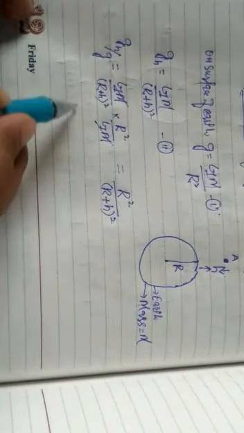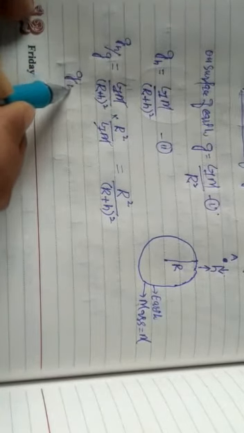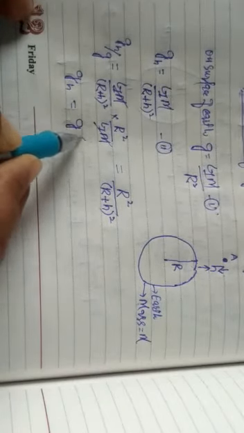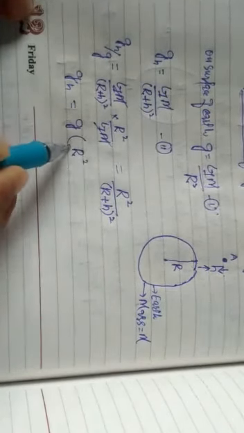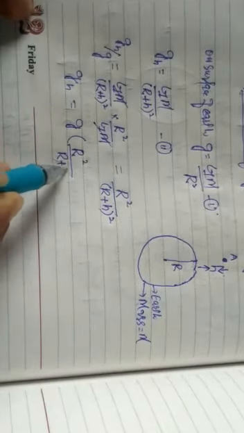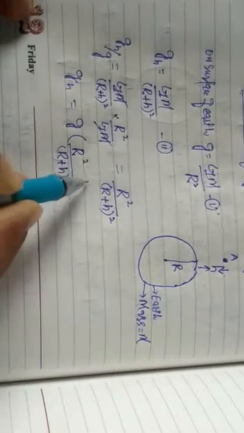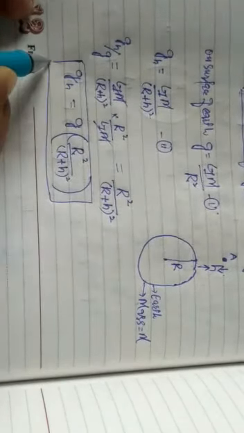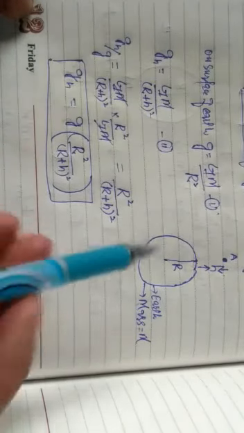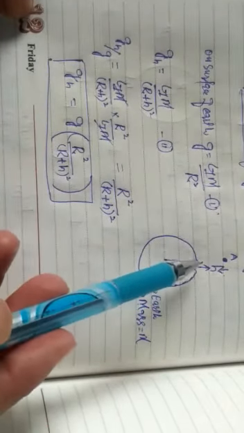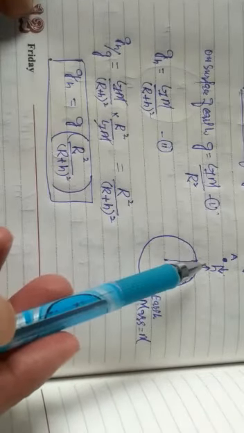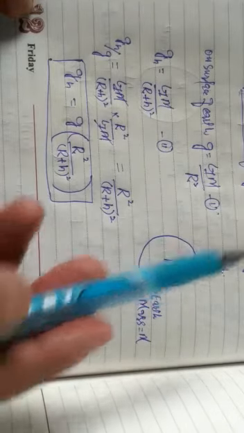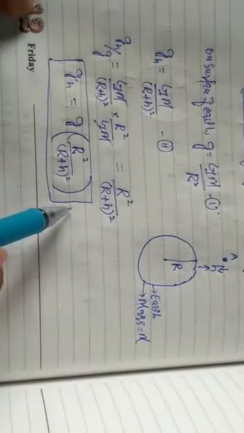Now this is one of the equations which you have to remember: gh, acceleration due to gravity at some height, is equal to g, the value of acceleration due to gravity on the surface of Earth, times R square over R plus h whole square. We have to remember this very equation. This equation is valid when the heights are very large, comparable to the radius of Earth: 1000 kilometer, 2000 kilometer, 2500 kilometer from the surface of Earth.